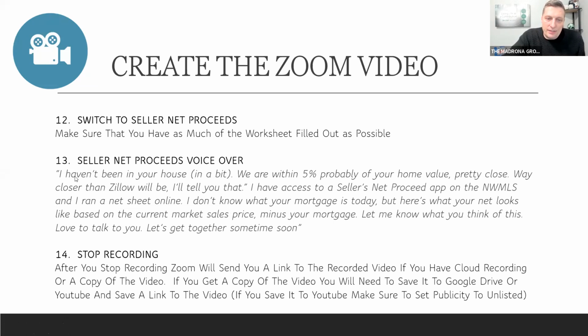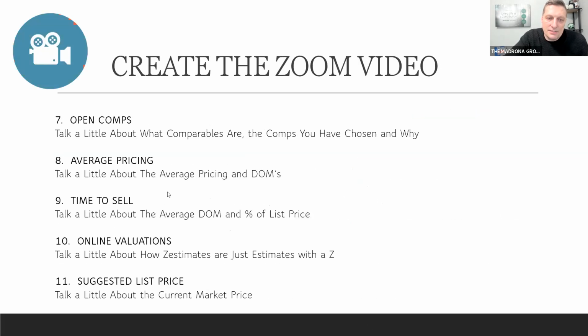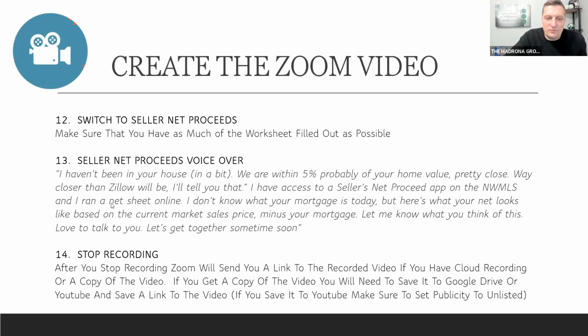Oh yeah. So here's a suggested dialogue for ending the closing. I haven't been in your house in a bit, but we're within about 5% probably of your home value, pretty close. Way closer than Zillow will be, which we saw is off by about 12% in your neighborhood. But I have access to the seller's net proceeds app on Northwest MLS, and I ran the net sheet online. I don't know what your mortgage is today, but here's what your net looks like based on your current sales price minus your mortgage. Let me know what you think of this. Love to talk to you. Let's get together soon, right? Whatever, some version of that.